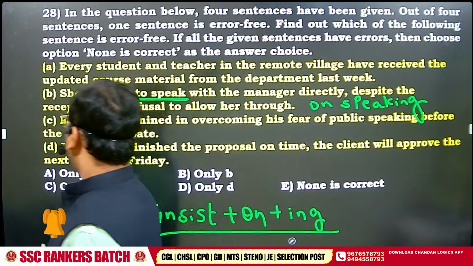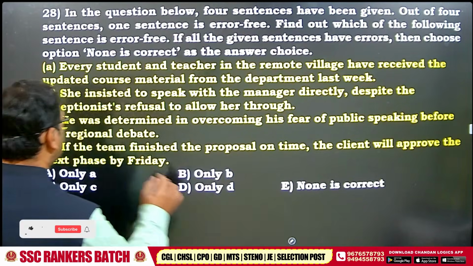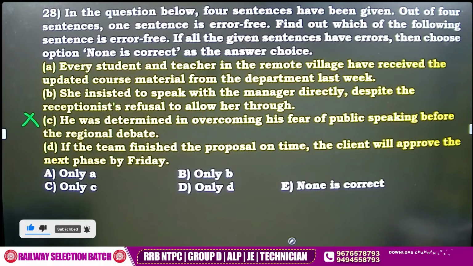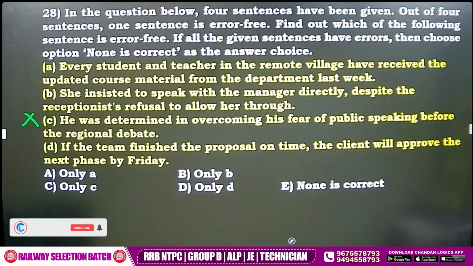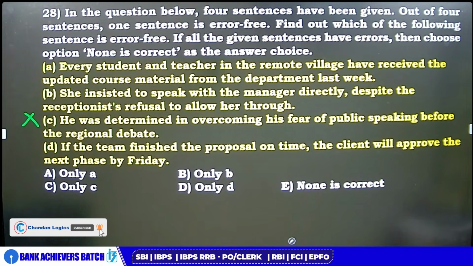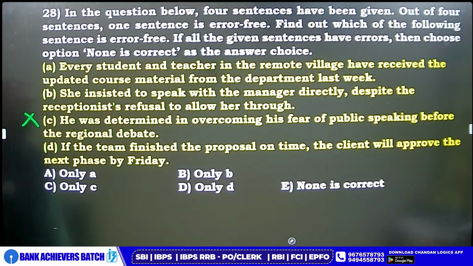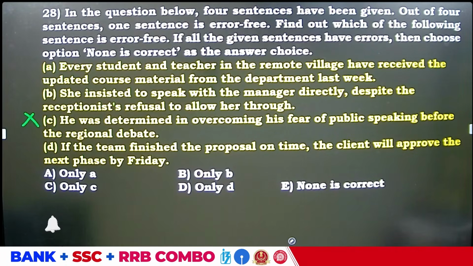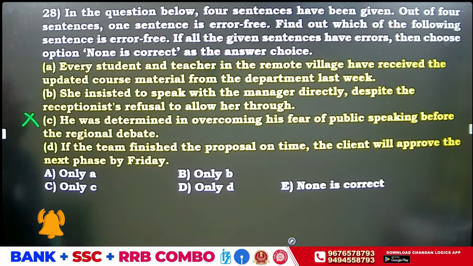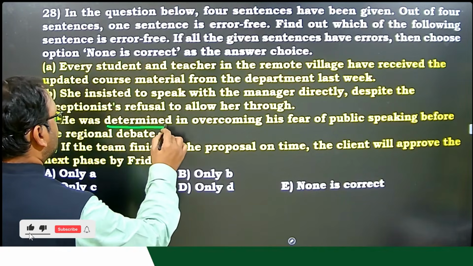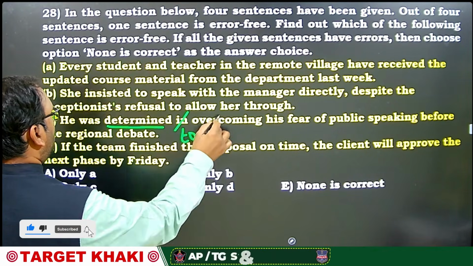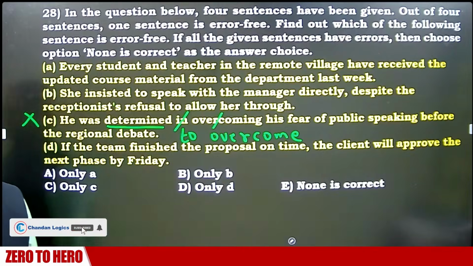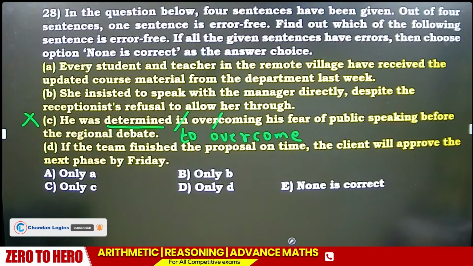Okay, let me talk about option C. Why do you think option C is wrong? He was determined in overcoming his fear, which is 100% wrong. It should be: he was determined to overcome his fear, that is, to plus V1. He was determined to overcome his fear.